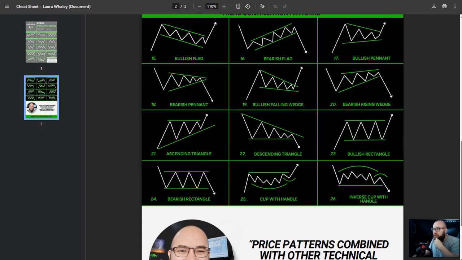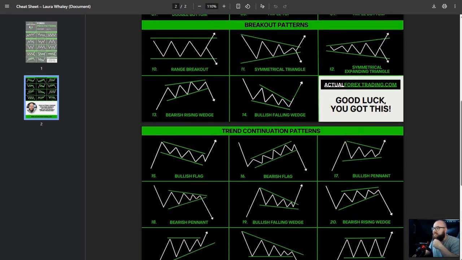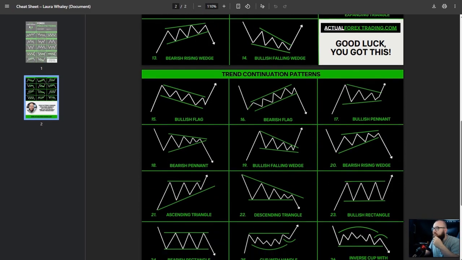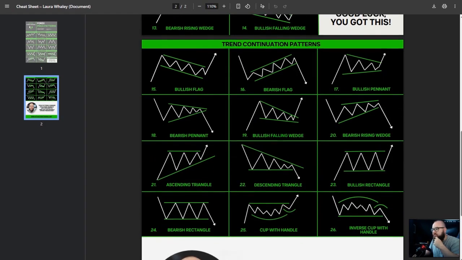Wedges, so the bullish falling wedge and the bearish rising wedge, that's the same as these wedges that I just tried to cover, 13 and 14. Once again, they're part of a trend. Okay, they show on the retrace move.